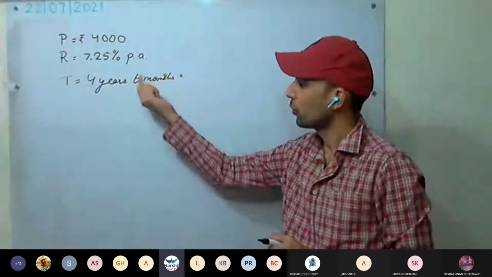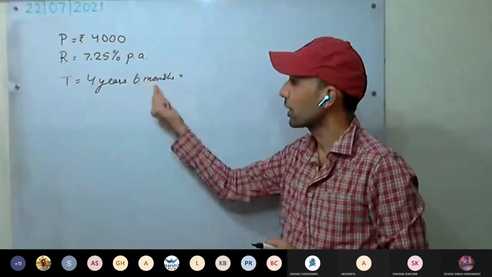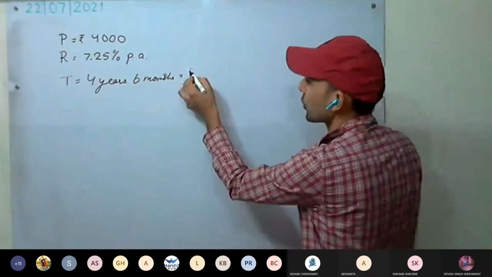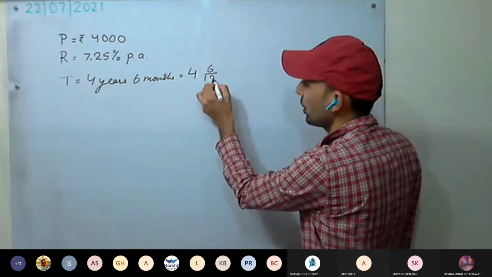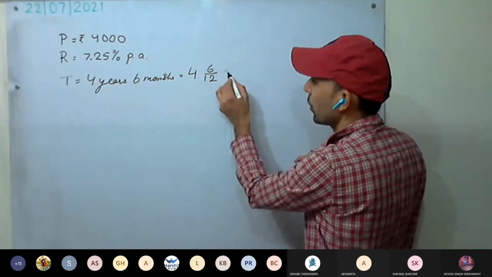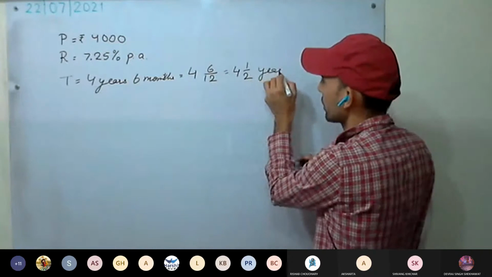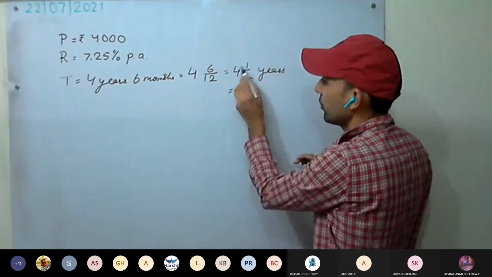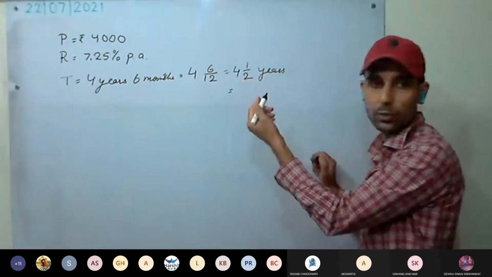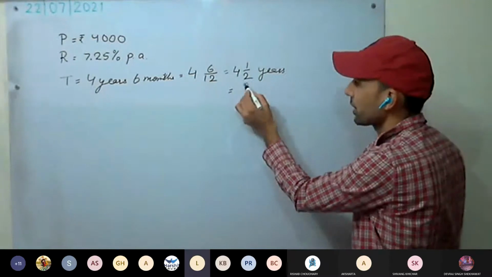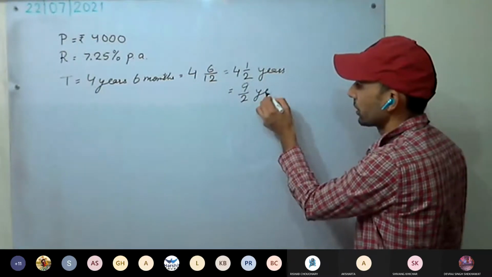4.5 years. We have to convert these months into years. So 4 and 6 upon 12, or 4 1 upon 2 years. If we have a mixed fraction, we convert it into an improper fraction: 9 by 2 years.